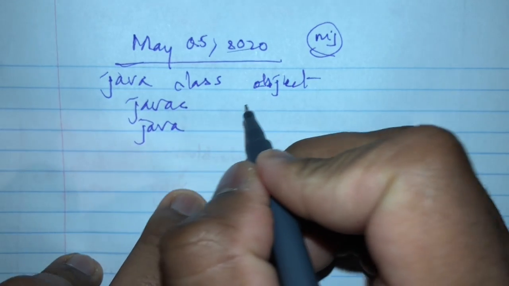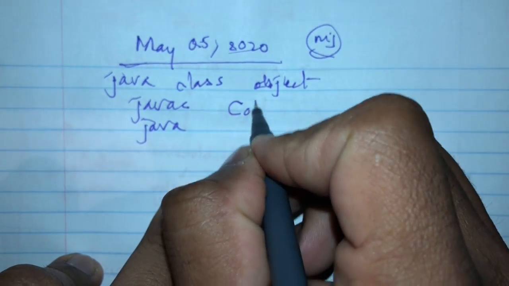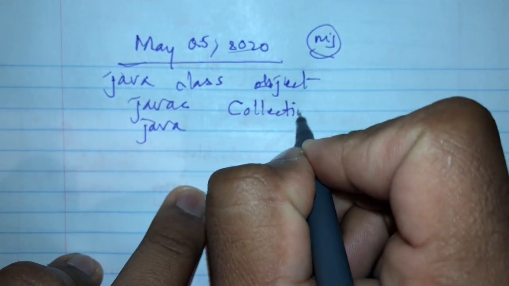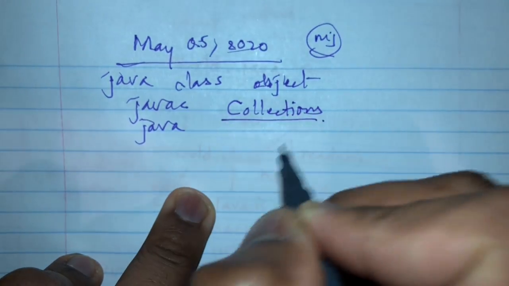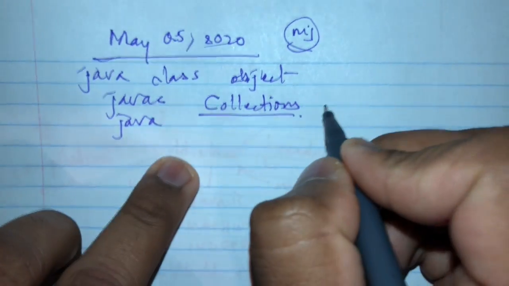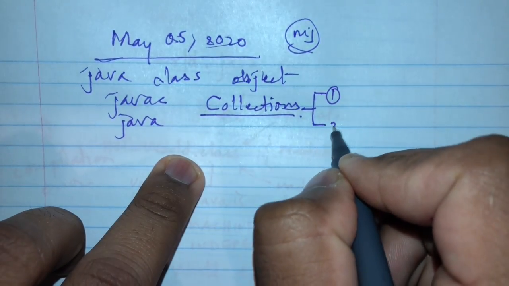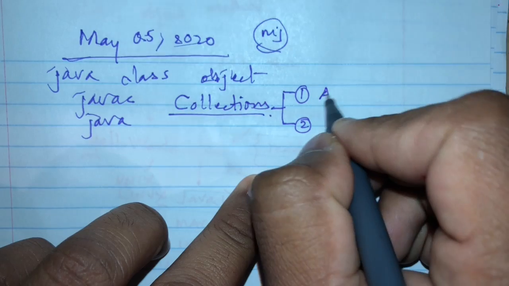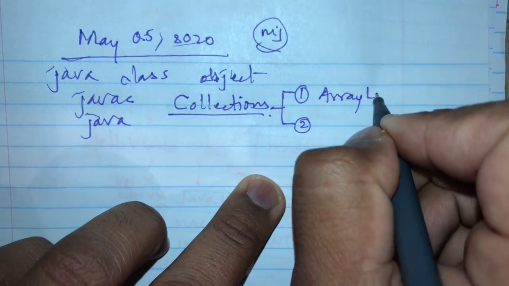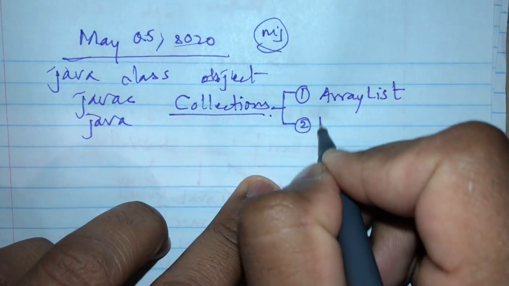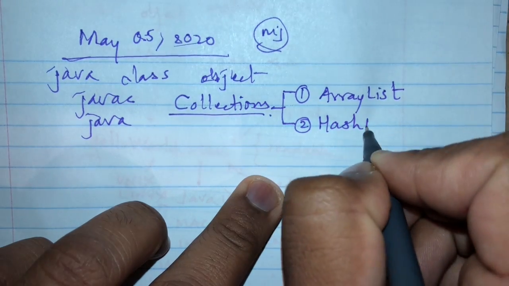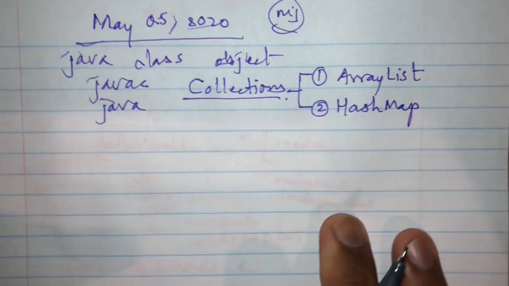So in this video we are going to see collections, and hopefully I'll be able to cover two collection interfaces that I want to talk about, and we'll finish Java with this video and start with SQL from the next video. So the first one is ArrayList, and the second one is HashMap.